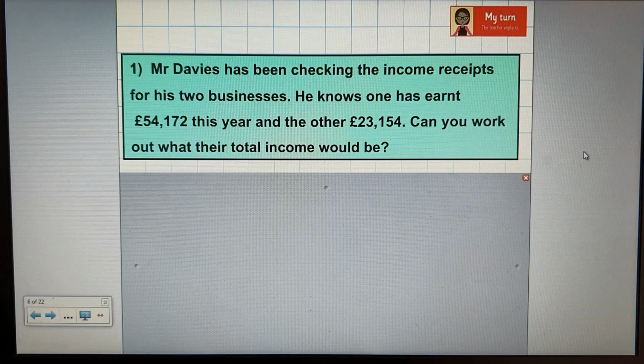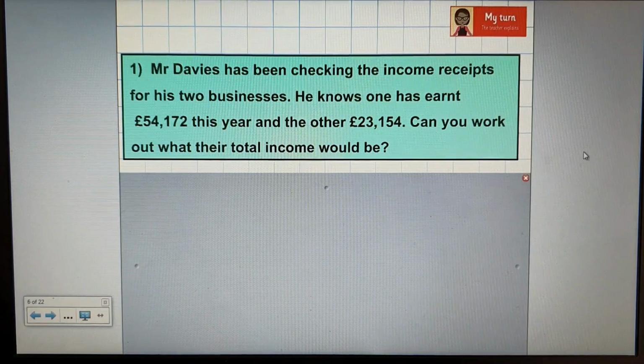He knows that one has earned £54,172 this year, and the other has earned £23,154. Can you work out what their total income would be?